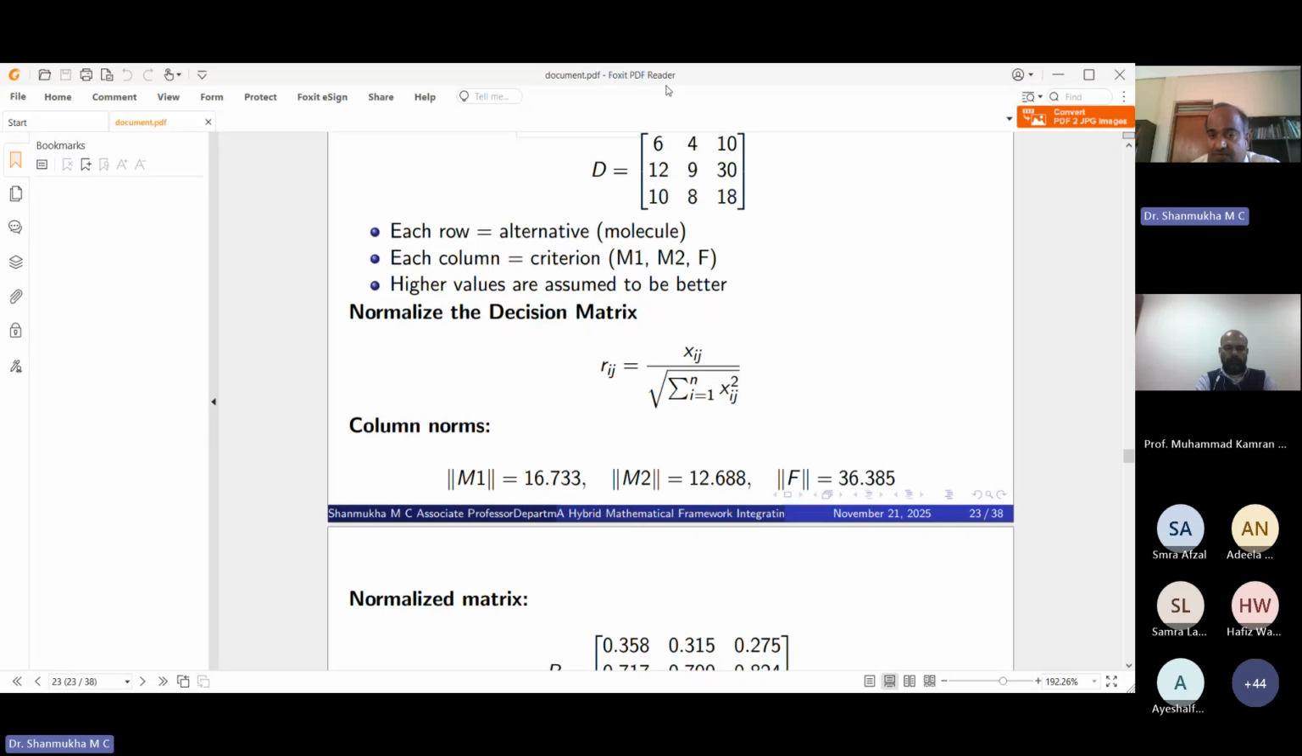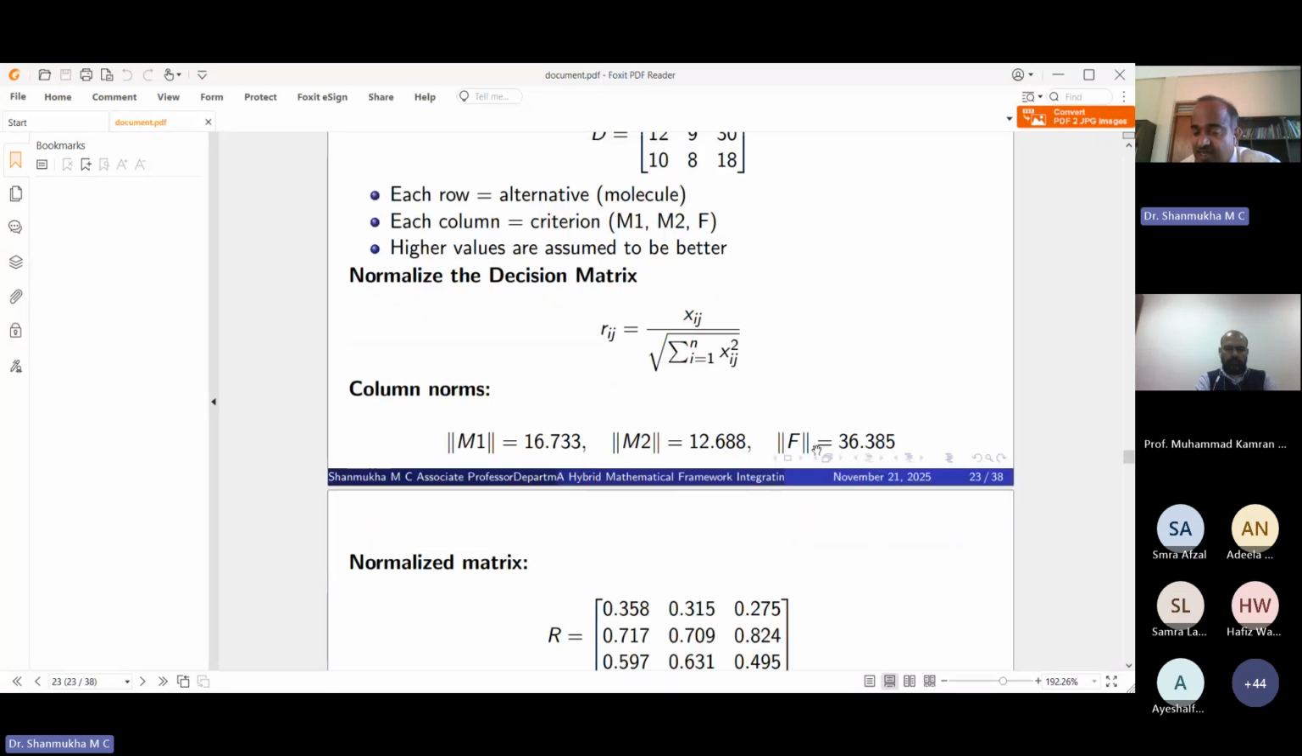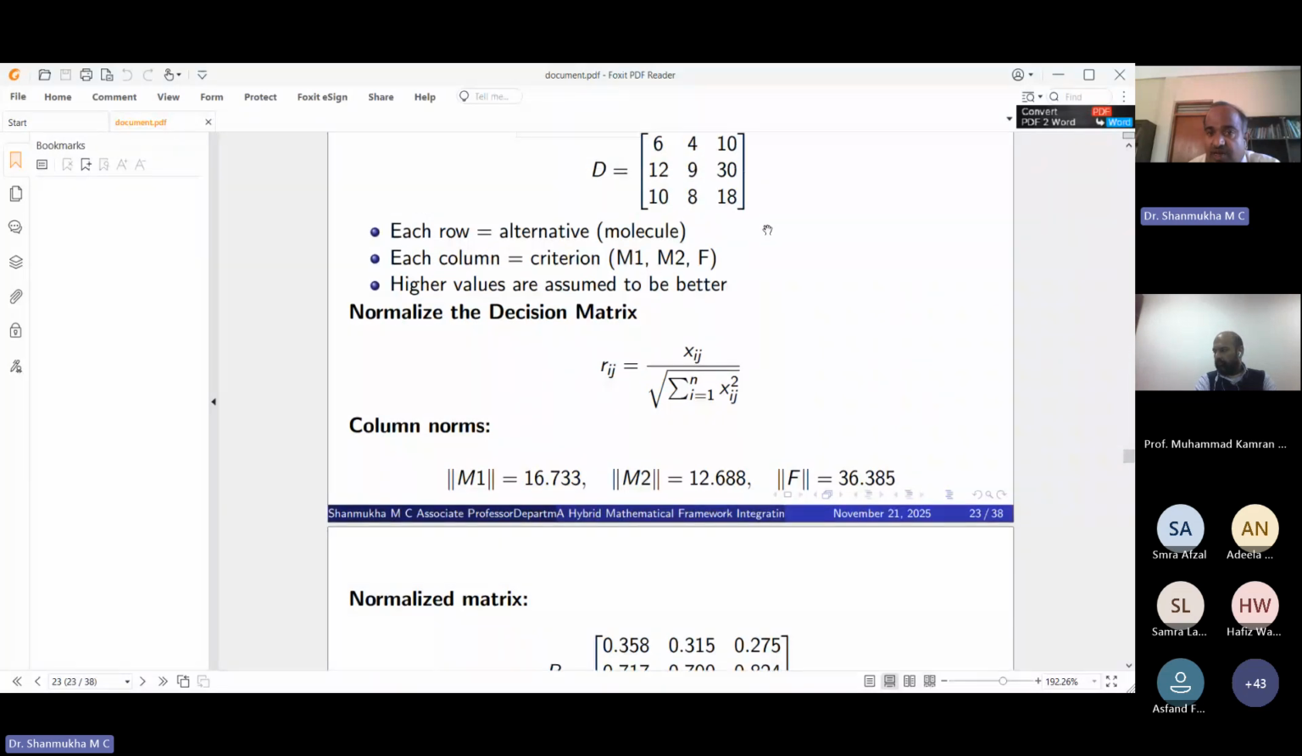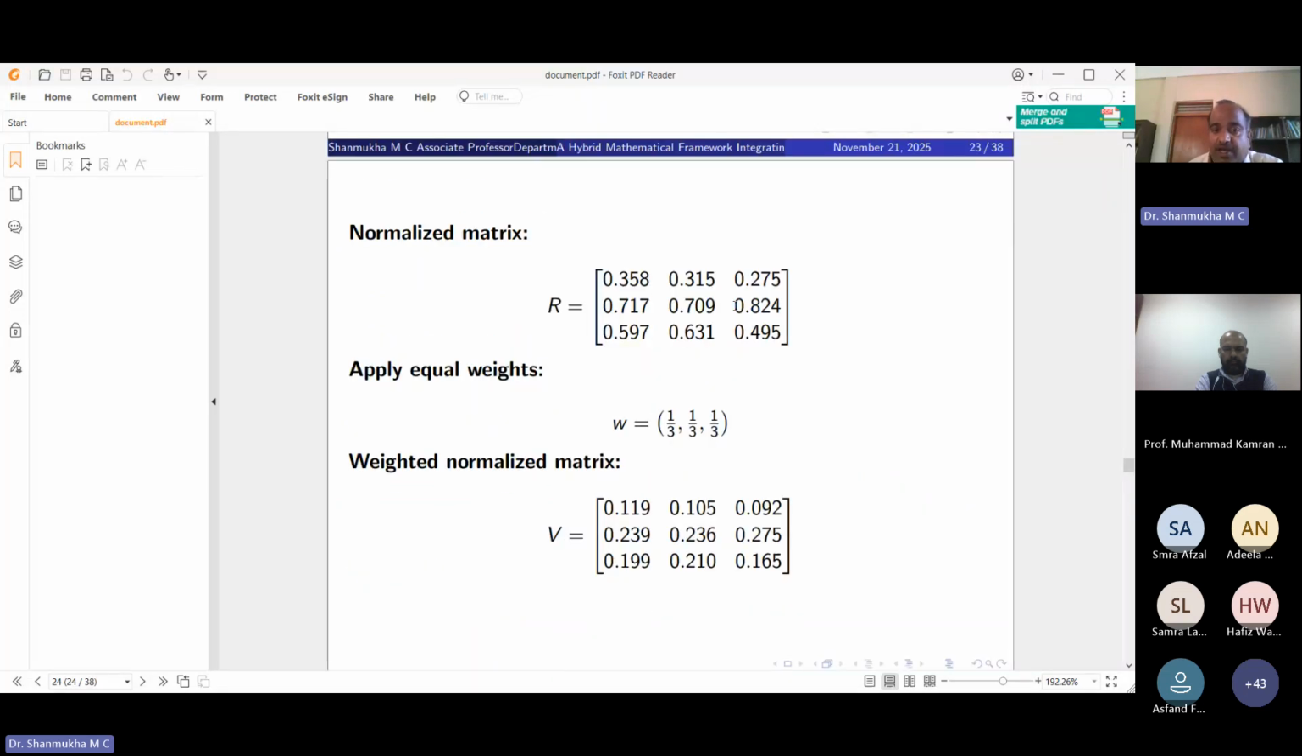Then norm of F, forgotten topological index. The definition of forgotten topological index is F of G is equal to degree of u whole square plus degree of v whole square. Based on the vertex and edge partitions of propane, isobutane and butane structures, we get the forgotten topological index values as 10, 30, 18. Then using these values, norm of F is equal to 36.385. Then we move on to the next step, the normalized matrix.